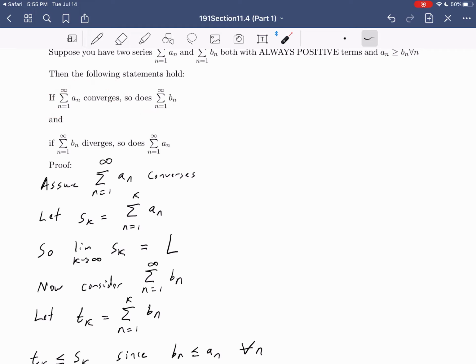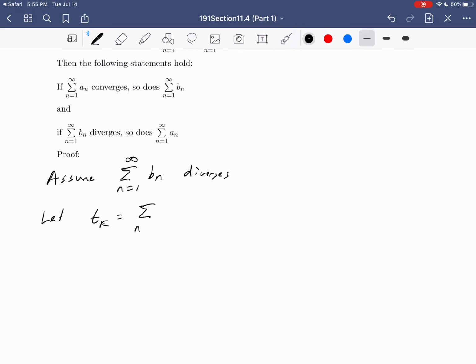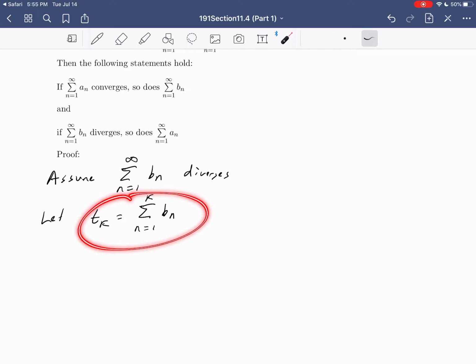Okay, let's go ahead and give ourselves another page, and we're going to prove the second piece, that if the smaller one diverges, so does the larger one. So we're going to use the same sort of setup. We're going to assume that the sum from n equals 1 to infinity of B sub n diverges, and we're going to let T sub k be equal to the sum from n equals 1 to k of those B sub n's. So we're going to let the T sub k's be the partial sums.